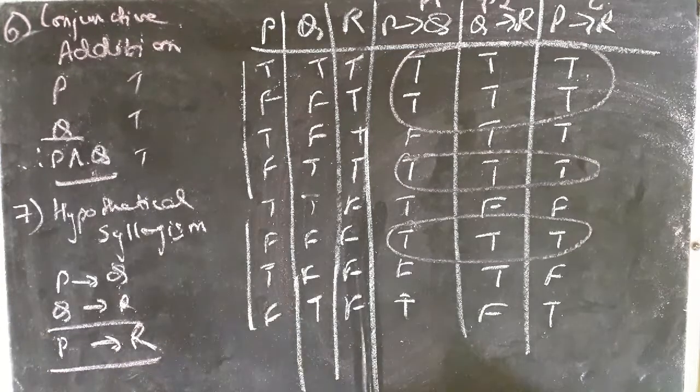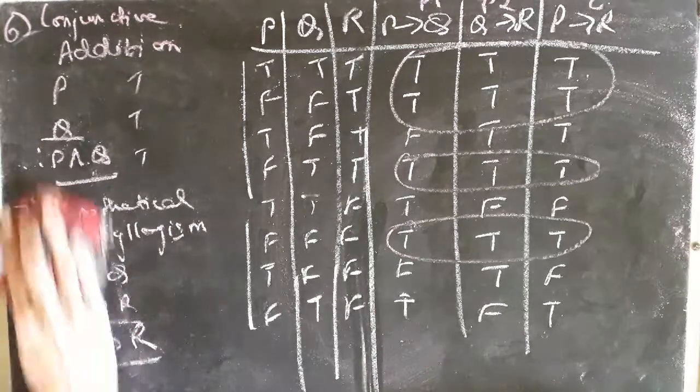So these are the 7 inference rules that can be used for deductions. Now, before moving to deductions, we'll do certain errors.